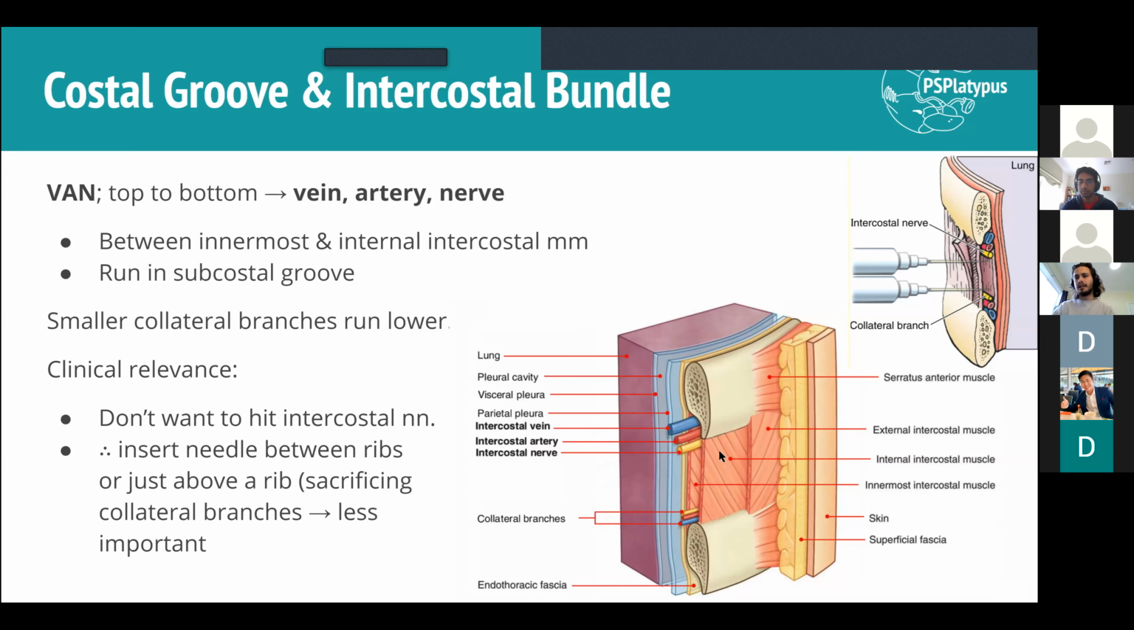As I noted earlier, you can see between that. So you've got the first external, second internal, and then you've got the innermost, which is that third layer. And between the second and third layers, you've got the neurovascular bundle. You've also got smaller collateral branches that run lower, and the main ones run under this subcostal groove.